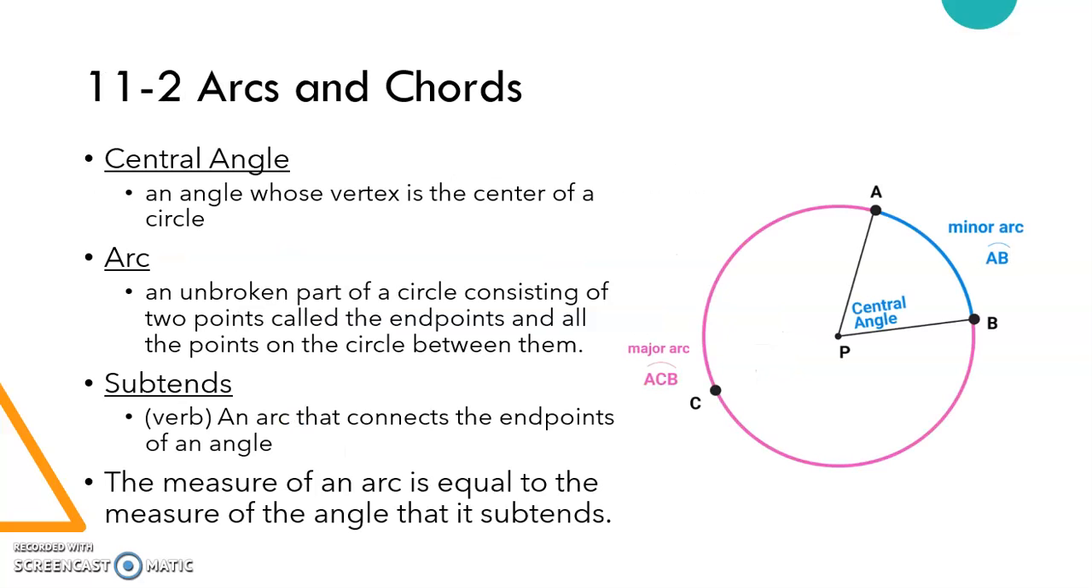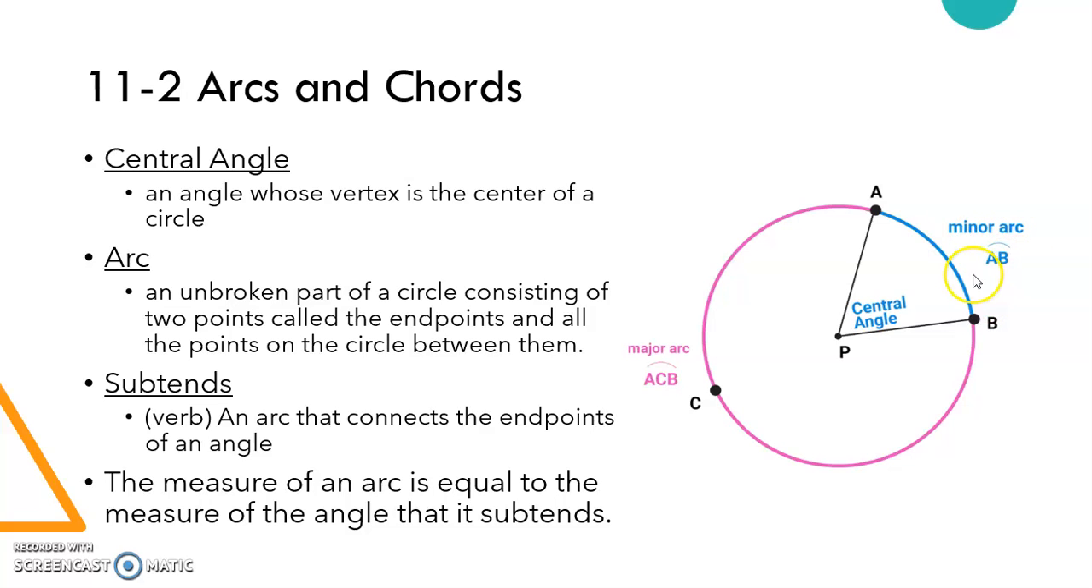In 11.2, we talk about arcs and chords. Now, the central angle made in our circle is an angle that has a vertex at the center of the circle. So it kind of looks like a slice of pie, okay? This angle creates a slice out of our pie. Now, it creates what we call an arc. So this part here, this AB, is what we call a minor arc.